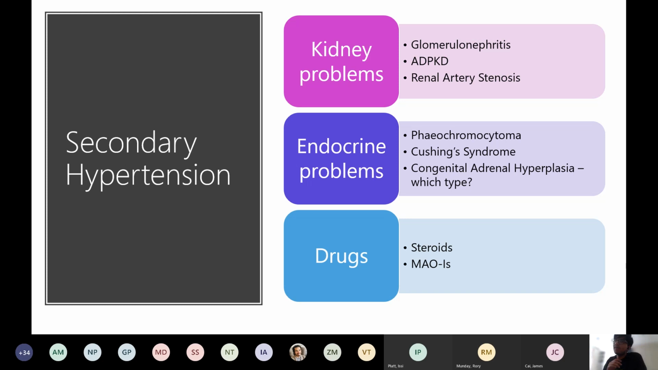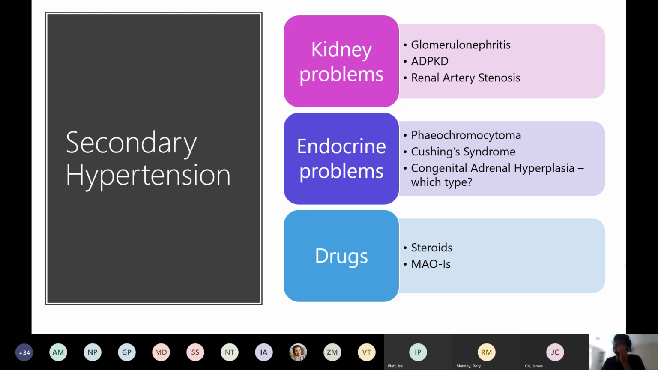There's the really rare one that everyone remembers. Oh, I love it. Everyone puts it first. Pheochromocytoma, Cushing's syndrome, Conn's syndrome. Yeah. I didn't even put Conn's on here. I'm terrible. And then there's also congenital adrenal hyperplasia, but only one of the subtypes tends to cause hypertension.